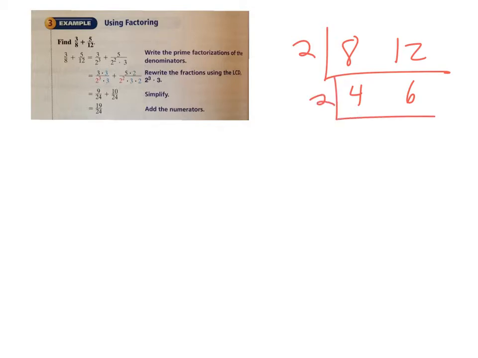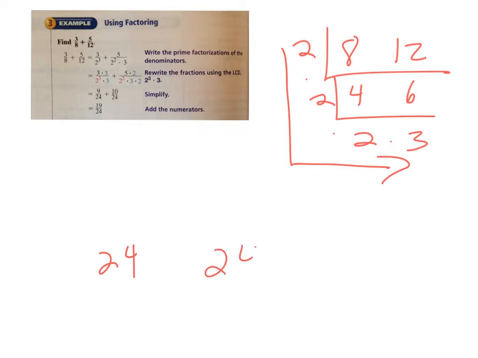Still even, so I can take out another 2. 4 divided by 2 is 2. 6 divided by 2 is 3. Now they're done. So to find the least common denominator, you multiply around the corner. In other words, 2 times 2 is 4, times 2 is 8, times 3 is 24. So we can use 24ths as our common denominator.